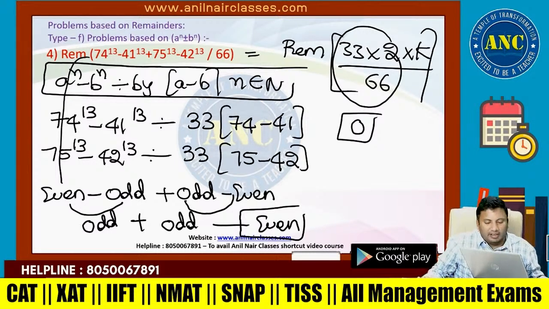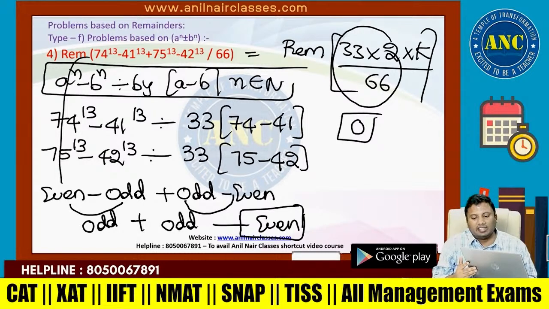74 is an even number. 41 is an odd number. Even minus odd is an odd number. Odd minus even is an odd number. Odd plus odd is an even number.